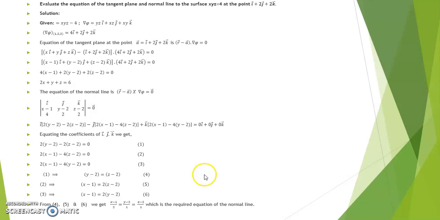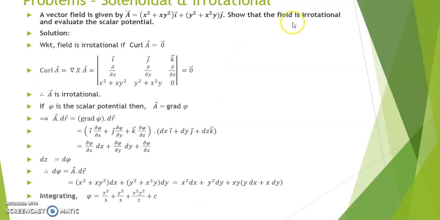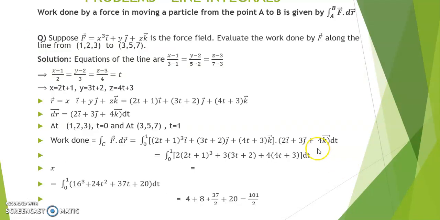So let's have the problem under line integral. This is a very important concept. A line integral, work done by a force in moving a particle from a point A to B, is given by the integral over A to B of F vector dot dr vector, right? So this is the formula for a line integral. Line integral in the sense it is only a single integral, right? You would have already studied it in the previous unit.